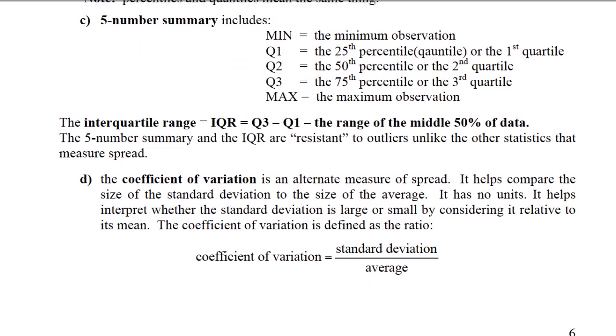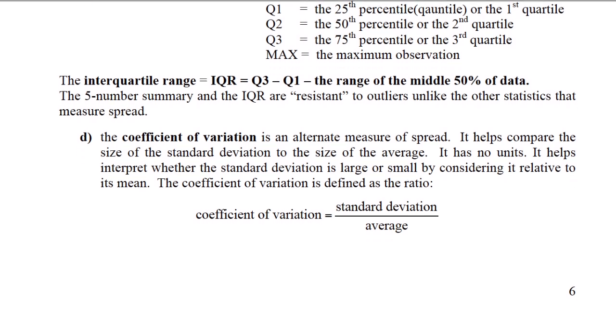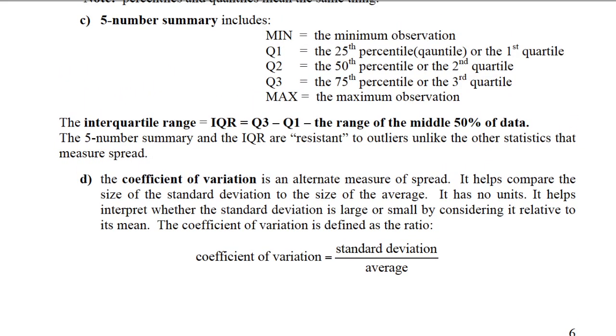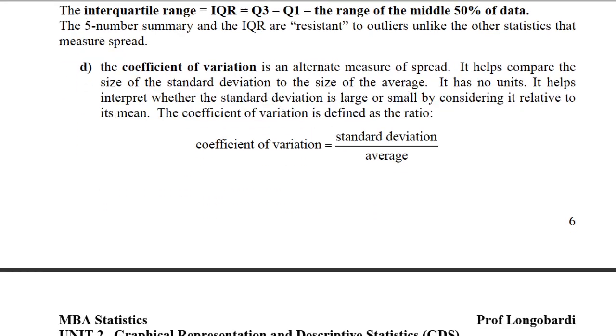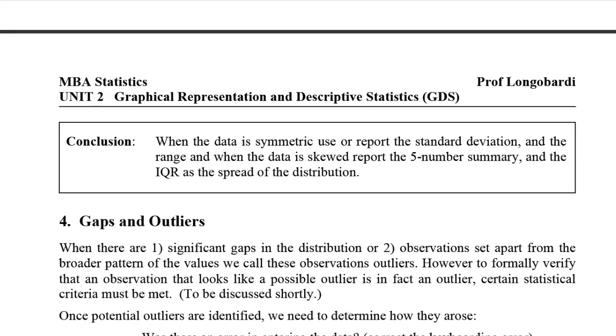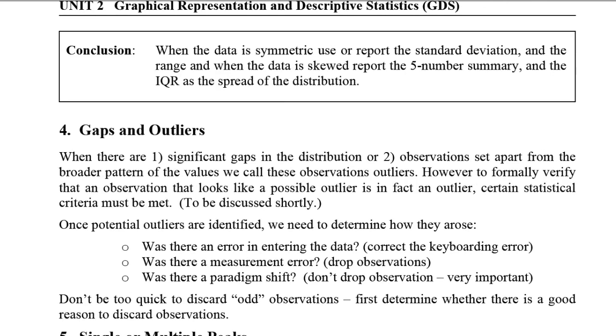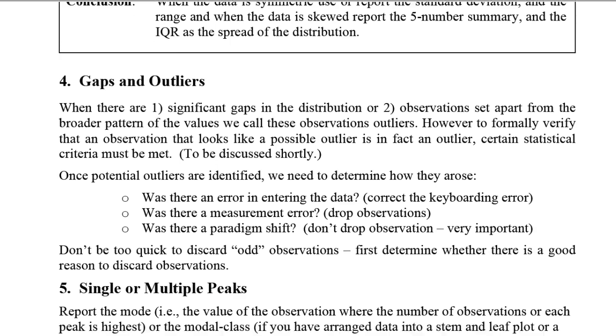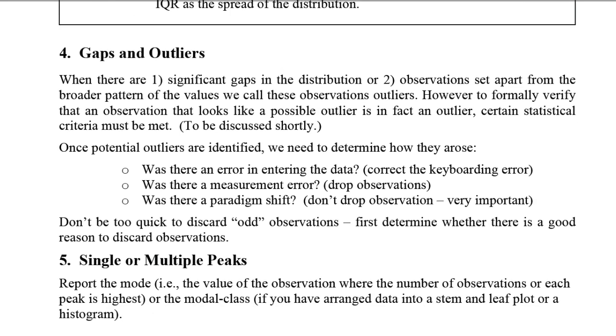We did do the 5-number summary calculation, so I recommend you read the notes, watch the videos, make the calculations, and remember the concluding remarks in boxes. If the data are symmetric, you should use the mean and standard deviation. If they're not symmetric, then you should use the median in the 5-number summary and the IQR for the spread.